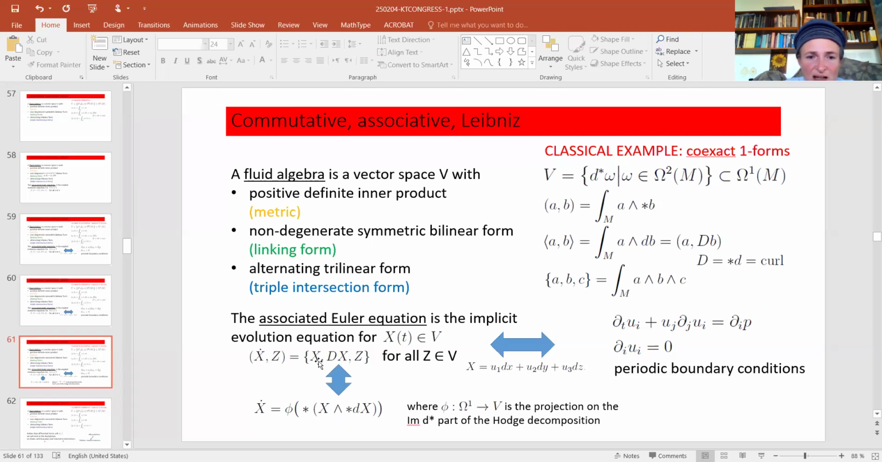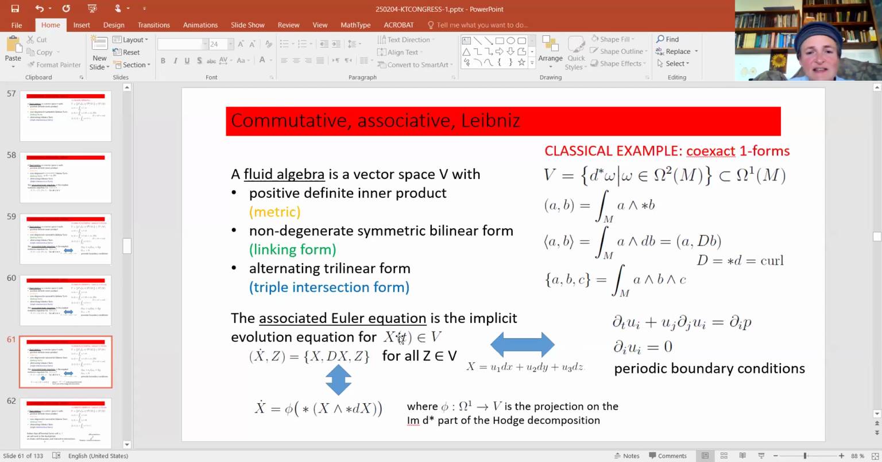So the equation here, X is a one form, dX is like the curl, that would be modeling the velocity, this would be modeling the curl, and then you're taking a wedge of the two, which will give you a two form. Now you have to take the star, you'll get a one form. And now, that may not be in the space we want. We want to have zero divergence, we want to be in co-exact forms because we have an incompressible fluid. So we need to project onto the image of d star, part of the Hodge decomposition. So this is an explicit way of writing the equation. This is a much simpler way of saying it, but it's implicit.